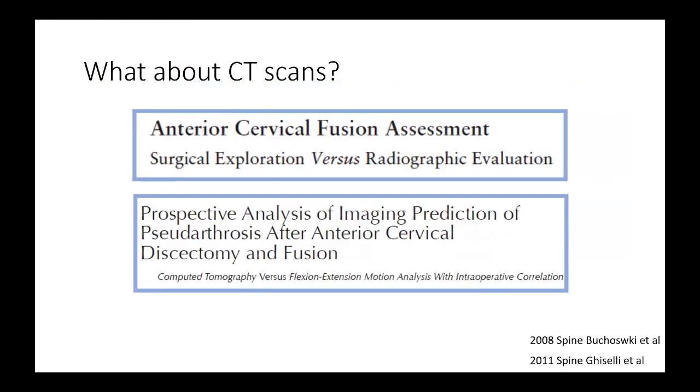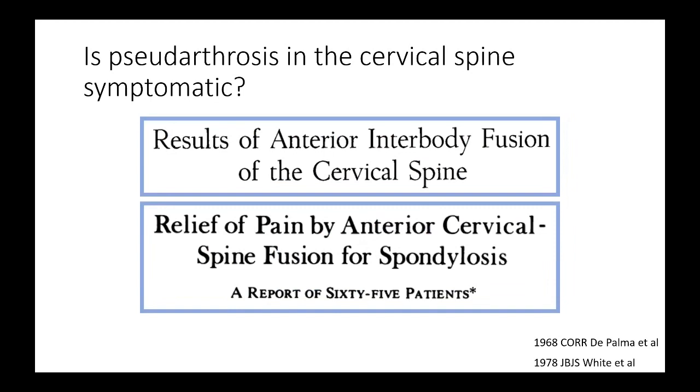However, just like in the lumbar patient population, CT scans have the greatest concordance for pseudarthrosis with intraoperative findings. In this first study, they found that the concordance for plain x-rays was 81%, CT scans was 83%, and MRI was 66%. However, when using all three modalities, the agreement increased to 95%.